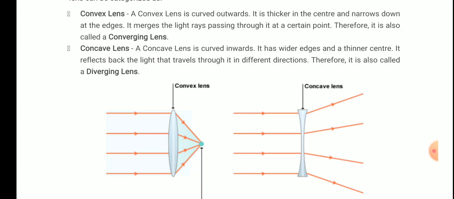Clear? So I hope the meaning of converging and diverging is also clear to you. According to the diagram, you can see the converging in the convex lens, that the rays coming converge or meet at a point, whereas in a concave lens, the rays coming diverge or move far apart. So that is the meaning of diverging.